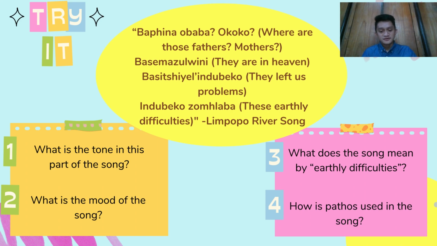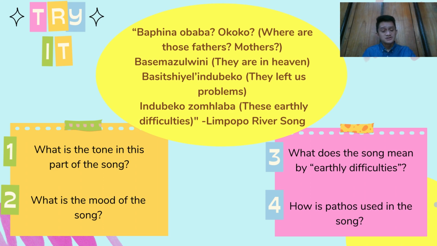Now, for the first question, what is the tone of the song? In this part of the song, what is the tone? Yes, I agree. The tone is mostly bitter, as the singer is somewhat frustrated that the mothers and fathers left their children with earthly difficulties. The mundane problems of everyday life strike harder at the Africans, for they are an oppressed and robbed people.